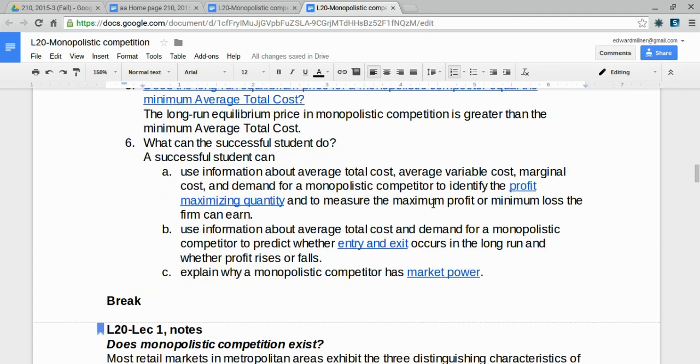At the end of the lesson, the successful student can use information about average total cost, average variable cost, marginal cost, and the demand for a monopolistic competitor to identify the profit maximizing quantity and to measure the maximum profit or minimum loss the firm can earn. It should be able to use information about average total cost and demand to predict whether entry or exit occurs in the long run and whether profit rises or falls. And finally, it should be able to explain why a monopolistic competitor has market power.